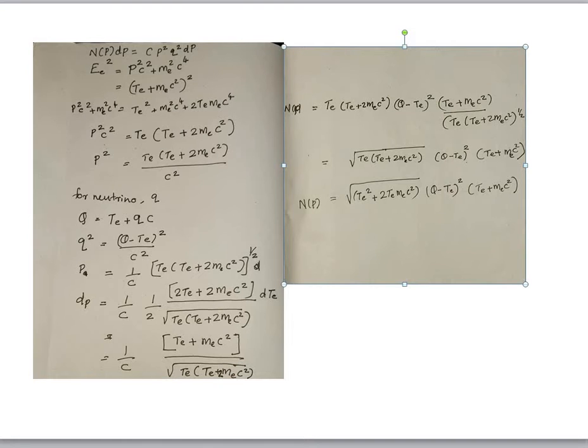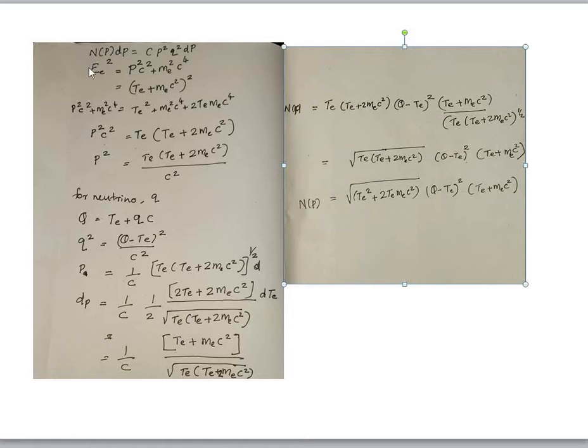So, Fermi theory of beta decay. In order to get a more accurate spectrum for beta decay, we are going to write an expression for N(p) in terms of the kinetic energy of the beta particles. We know that N(p) dp is equal to C p² q² dp. So what is E²?